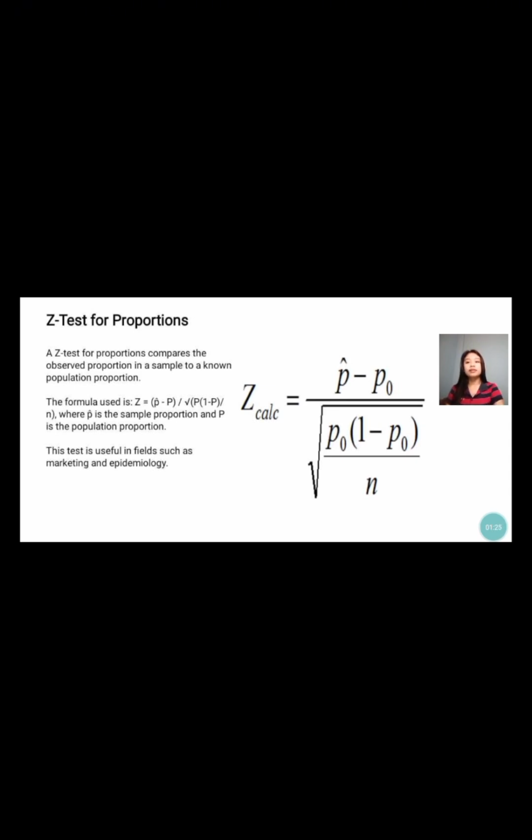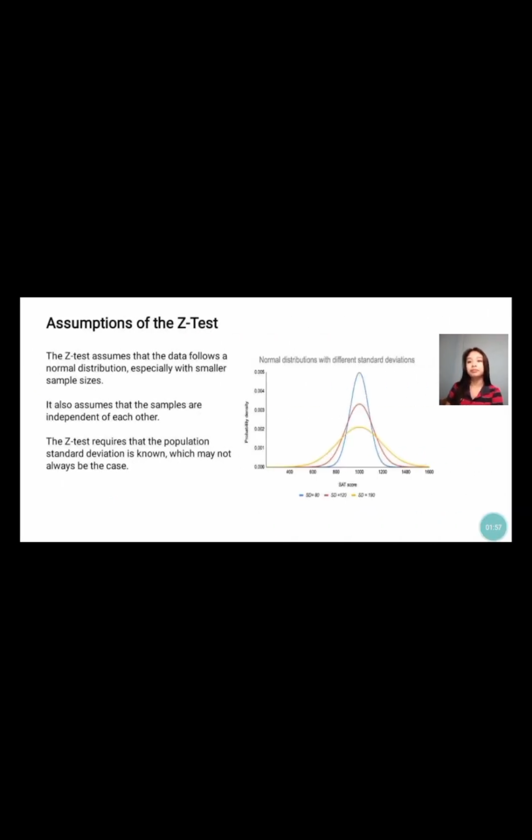Z-test for proportions. A z-test for proportions compares the observed proportion in a sample to a known population proportion. The formula used is z equals (p hat minus p) over the square root of p(1 minus p) over n, where p hat is the sample proportion and p is the population proportion. This test is useful in fields such as marketing and epidemiology.